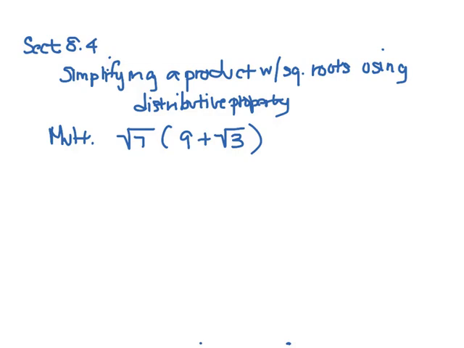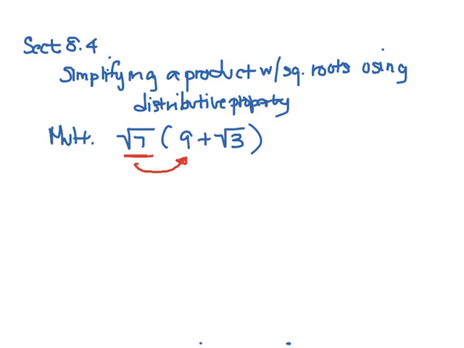Now we're going to look at simplifying a product involving square roots where we're going to use the distributive property. So now we're all familiar with using the distributive property, right? So basically we have the square root of 7 times the quantity, 9 plus square root of 3. So what we can do is we'll take what's on the outside here, square root of 7, and we distribute it to each term inside the parentheses.